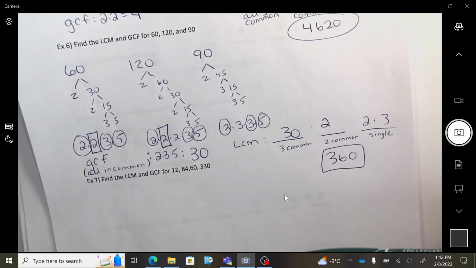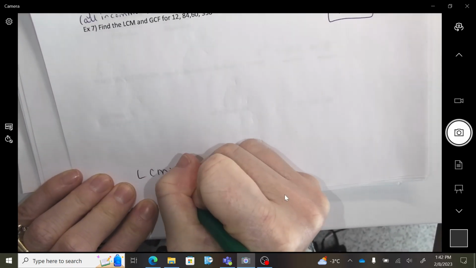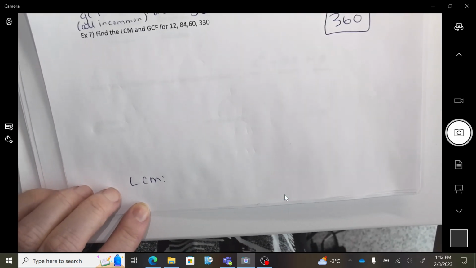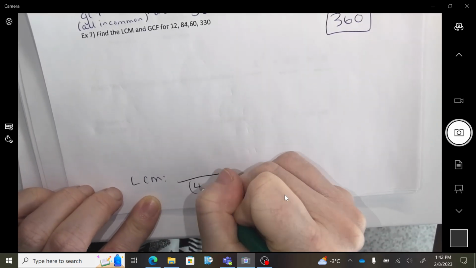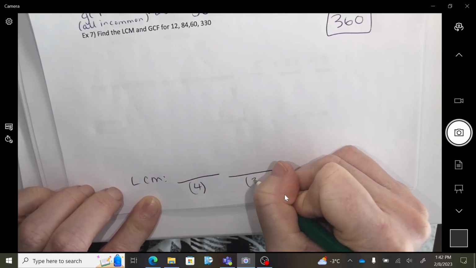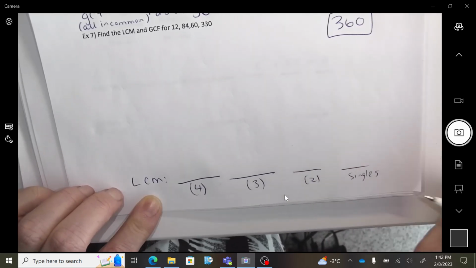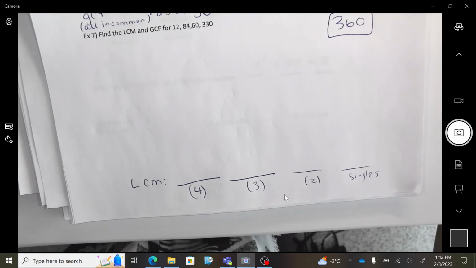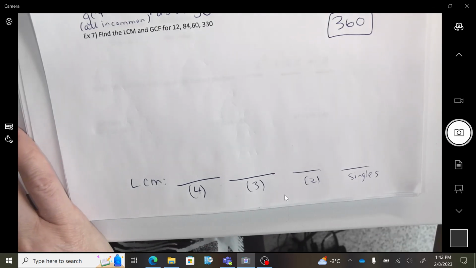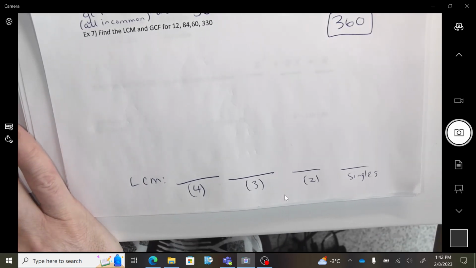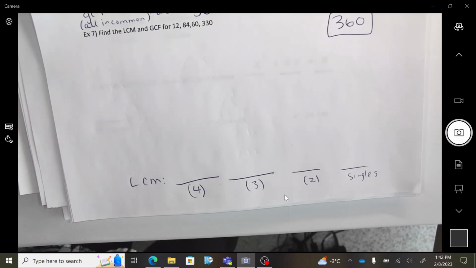Okay, we're not going to do 7, but what do you think I would do on my LCM at the very end if there's 4? 4 common, then 3 in common, then 2, and then singles, right? You're just adding 1 to that. If anybody wants to try that on your own, I will put the answer up if you want. Otherwise, you're jumping into your booklets to start working.